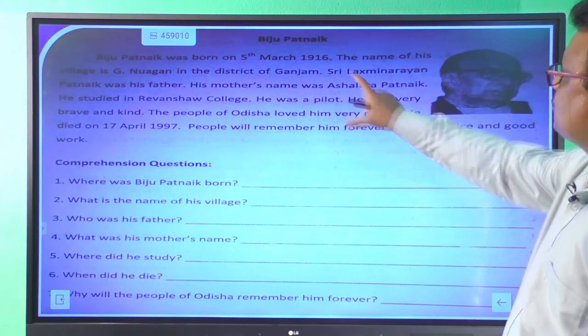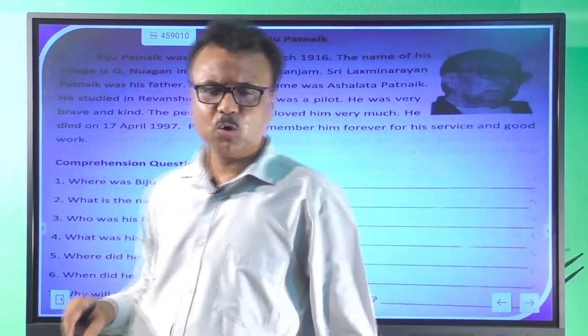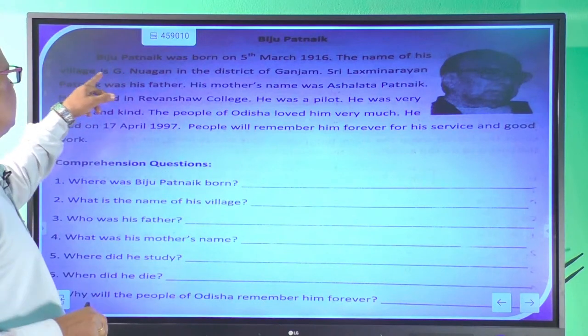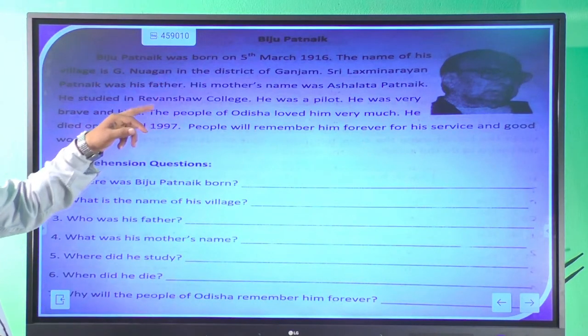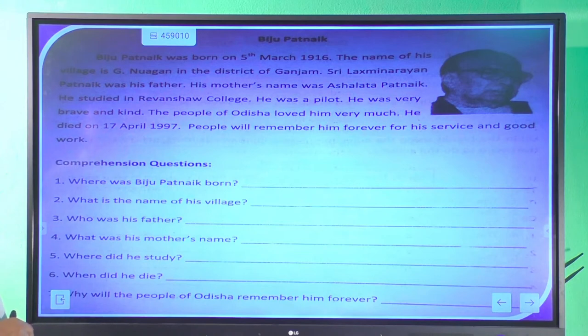About Biju Patnaik, a small paragraph is given here and the questions followed, you have to write them. Biju Patnaik was born on 5th March 1916. The name of his village is Jinwaga in the district of Ganjam. Sri Lakshminarayan Patnaik was his father. His mother's name was Asalata Patnaik. He studied in Ravenshah College. He was a pilot. He was very brave and kind. The people of Odisha loved him very much. He died on 17th April 1997. People will remember him forever for his service and good work.